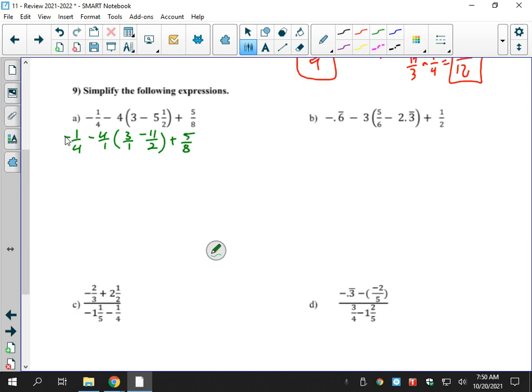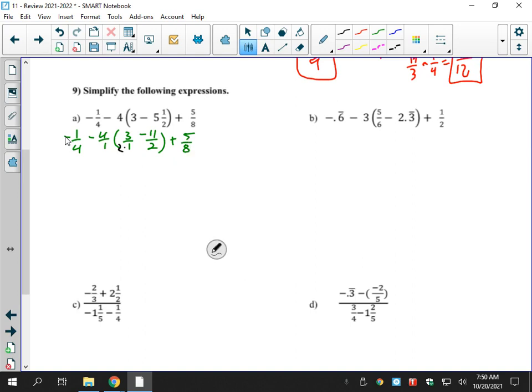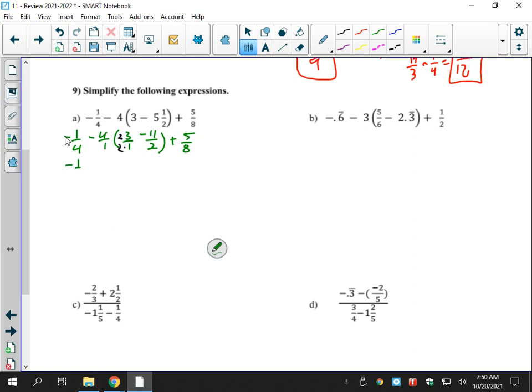Inside the parentheses, we need a common denominator, which would be 2. So we're going to do times 2 times 2. Again, just working inside the parentheses. So negative 1/4 minus 4 over 1 times 2. So it's going to be 6 minus 11 plus 5/8. Negative 1/4 minus 4 over 1 times negative 5 over 2 plus 5/8.